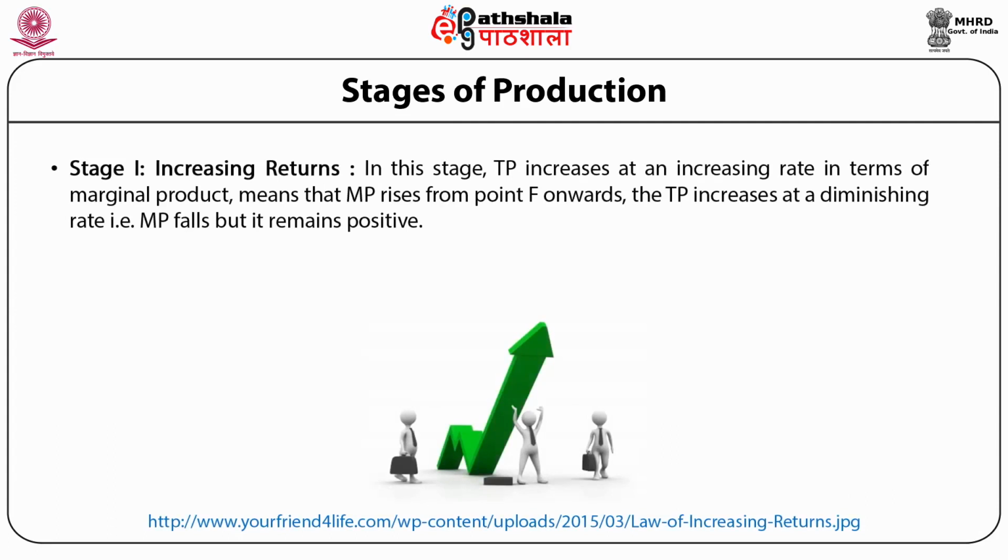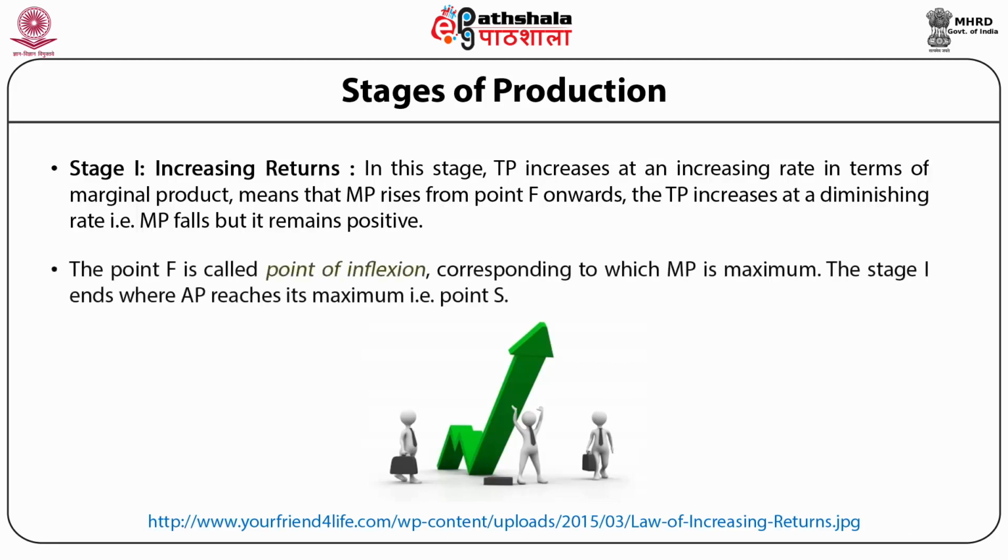Stage 1, increasing returns. In this stage, TP increases at an increasing rate, in terms of marginal product, which means that MP rises from point F onward. Then the TP increases at a diminishing rate, that is, MP falls but it remains positive. The point F is called the point of inflection, corresponding to which MP is maximum. Stage 1 ends where AP reaches its maximum, that is point S.